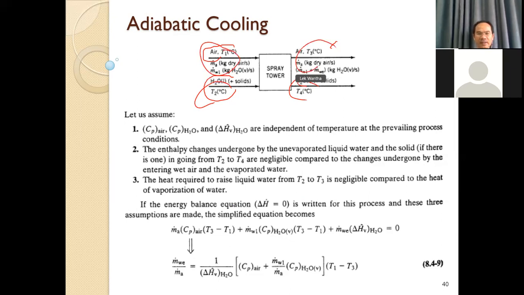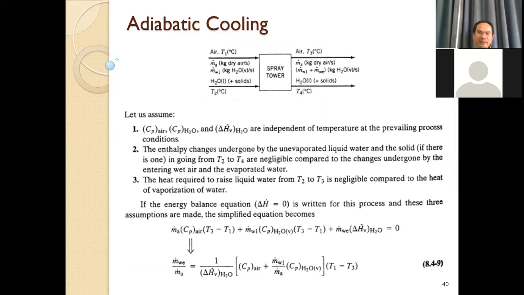And also the last assumption: the heat required to increase liquid water from T2 to T3 is negligible compared to the heat of vaporization. What does it mean? For this step, we have to increase the liquid water temperature to the boiling point, and also change the phase at the boiling point. For an easy way, you can neglect the heat required by the temperature change compared to the phase change.